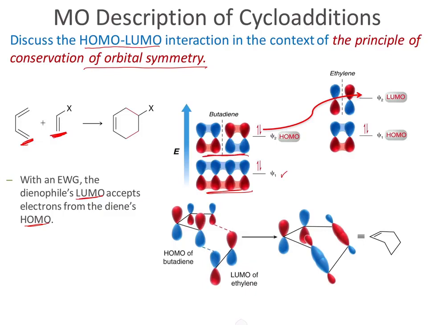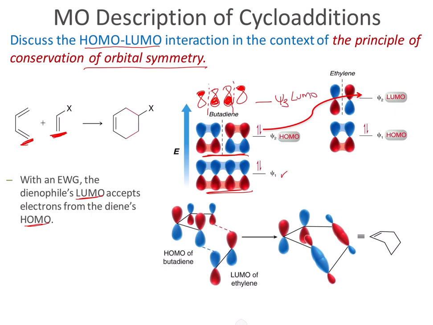If we were to draw psi 3, it would be like this: 1, 2, 3, 4, and then we're going to have 2 nodes, 1, 2. So there is no favorable interaction between 1 and 2, but there is favorable interaction between 2 and 3. Then there's no favorable interaction between 3 and 4. Okay, so this is going to be psi 3, which is the LUMO.